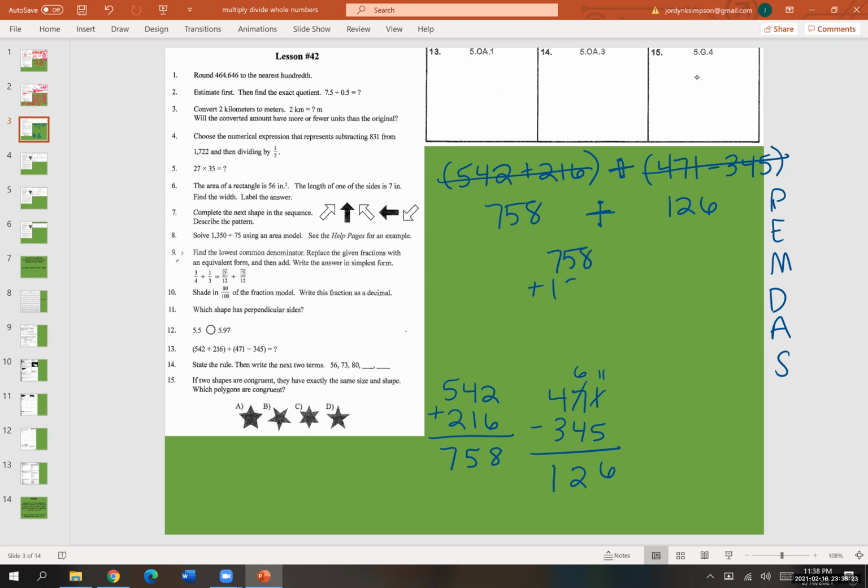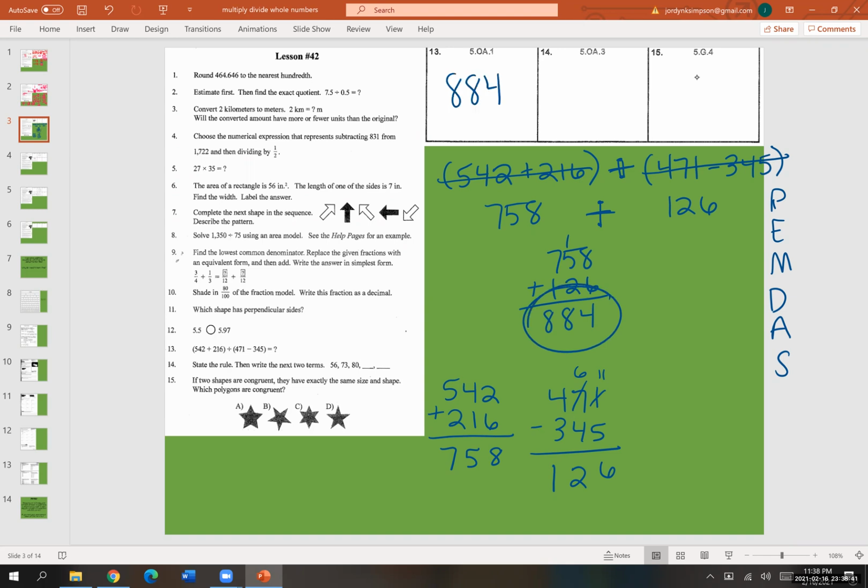758 plus 126. 8 and 6, I think of 6 and 6 is 12, plus that extra 2 is 14. 1 and 5 is 6. 6 and 2 is 8. 7 and 1 is 8. So our answer would be 884.